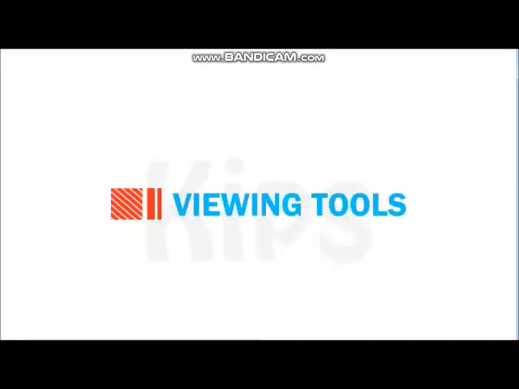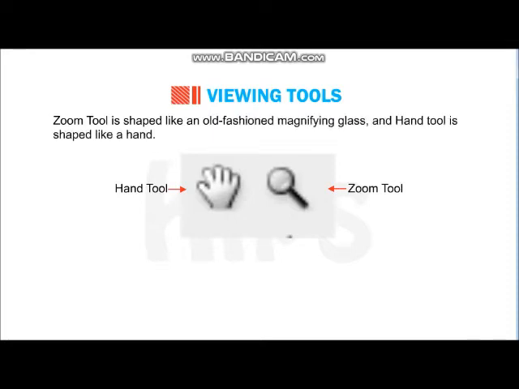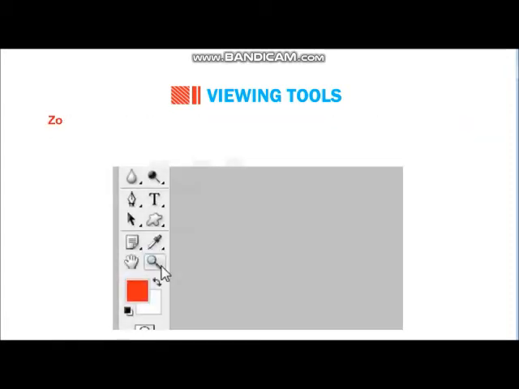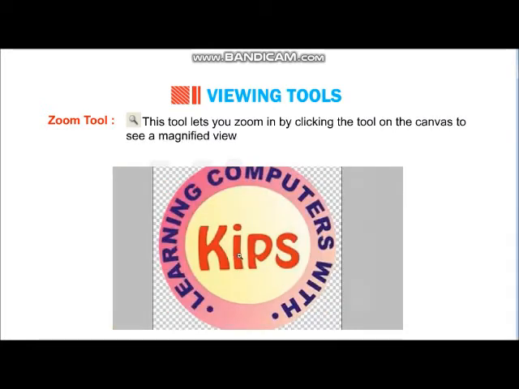Alright, let's now talk about the viewing tools. There are two types of viewing tools: hand tool and zoom tool. Zoom tool is shaped like an old-fashioned magnifying glass and hand tool is shaped like a hand. Zoom tool lets you zoom in by clicking the tool on the canvas to see a magnified view of your picture, or zoom out by pressing Alt while clicking the image.